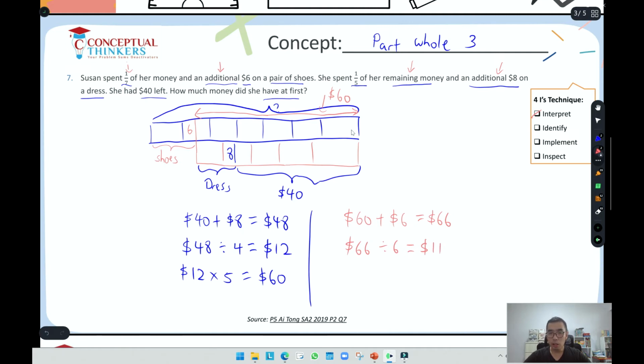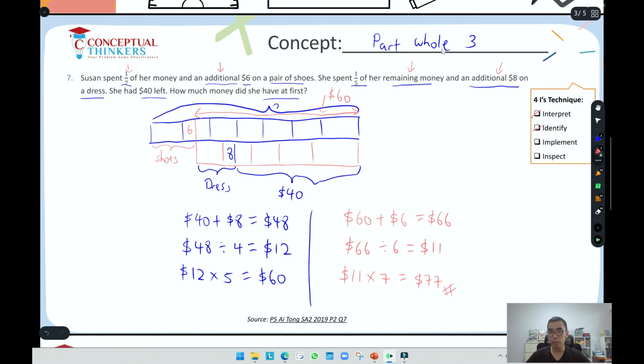So the question is asking for how much money she had at first. So at first there will be 7 units if you look at the denominator here. So let's take 11 times 7. So I'm going to get $77. So this will be the answer that I have.